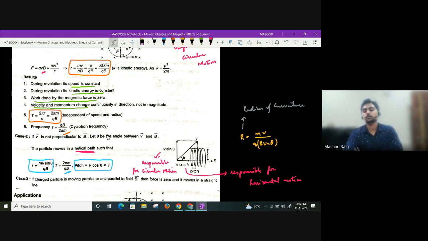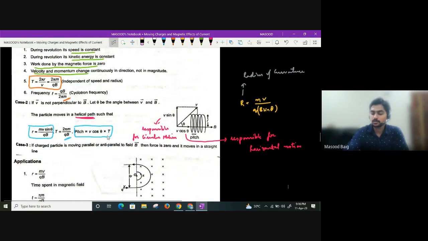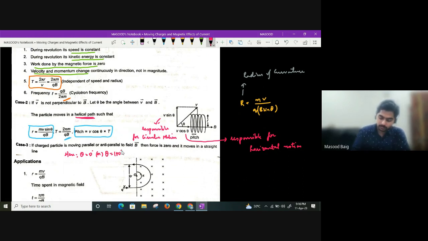The third case is if the charged particle is moving parallel or anti-parallel, right? So in this case, either theta is 0 or theta is 180. Will there be any magnetic force? No, there won't be any magnetic force. So that is the reason there is no external force which changes the motion of the charged particle. The path followed will be a straight line only. Clear? Understood, all of you? Right?